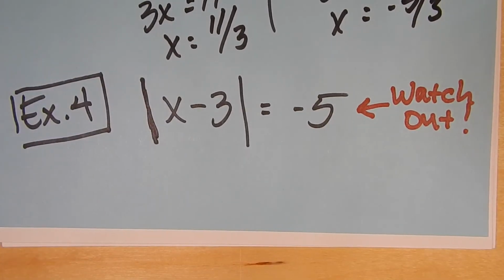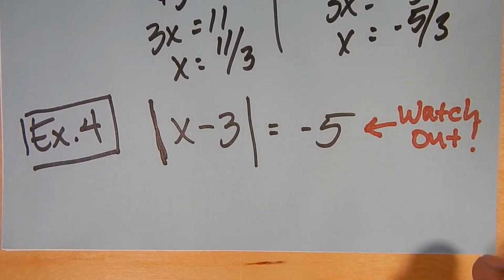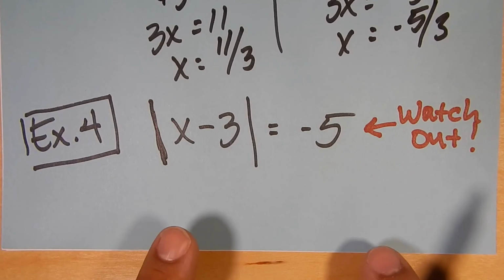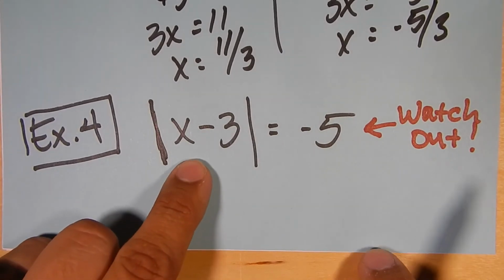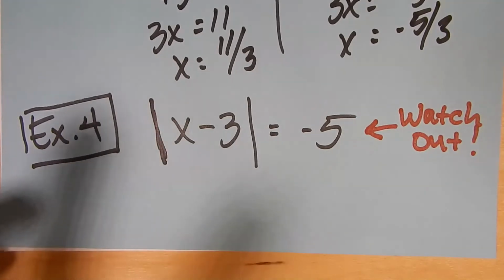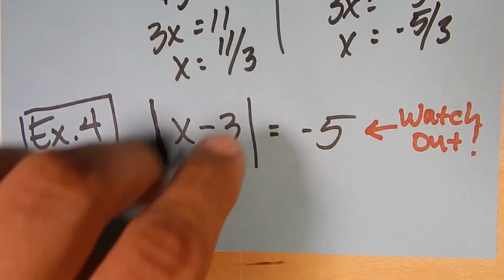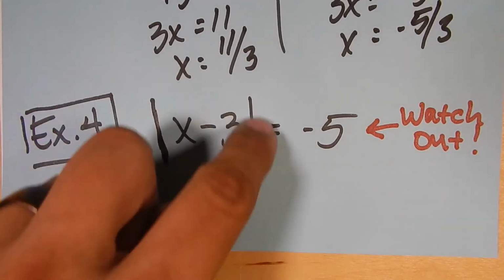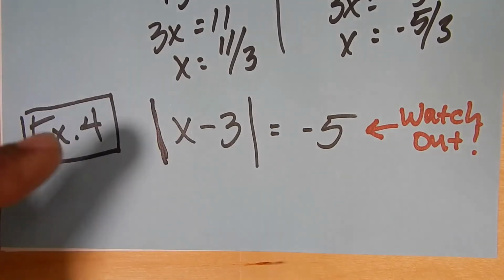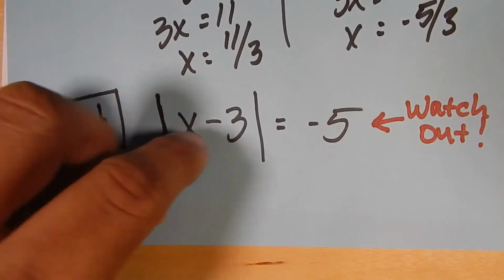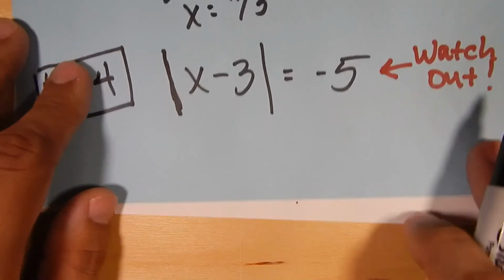So the last one, notice I didn't give myself a whole lot of room here. This is something you have to watch out for. This is kind of a trick question. The absolute value of x minus 3 is equal to negative 5. What I state here in this equation is a distance from 0, x minus 3. This distance here is a negative number. That doesn't work. So you will never have a situation where you have an absolute value on one side and a negative number on the other side. So this has no solution.